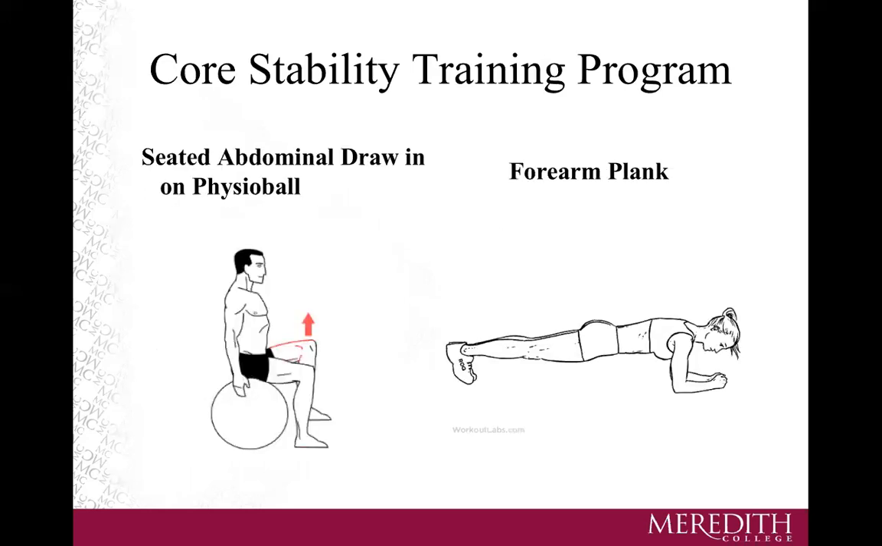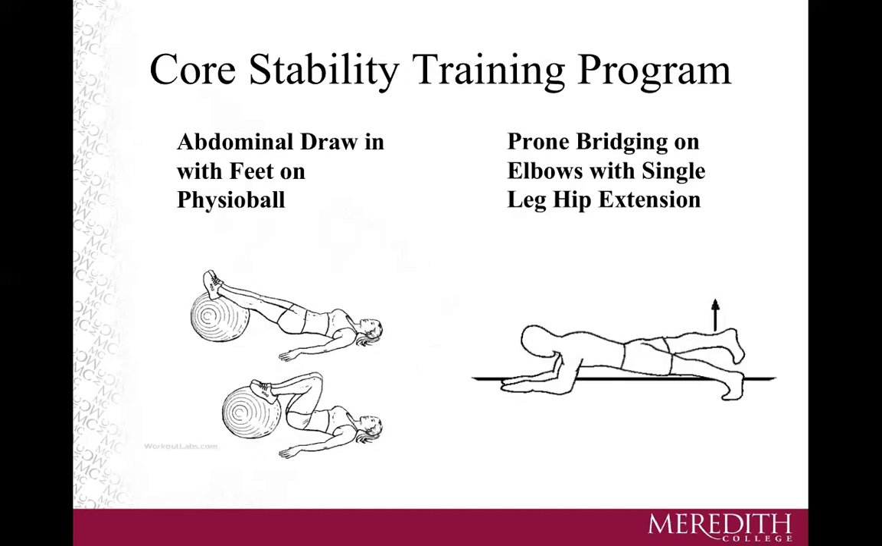And then the last four were the seated abdominal draw in on a physio ball and the forearm plank, as well as the abdominal draw in with feet on physio ball and prone bridging on elbows with single leg hip extension as well.